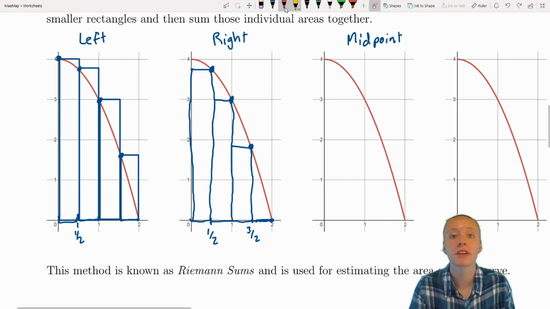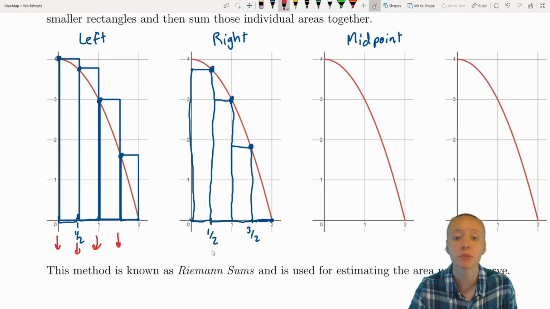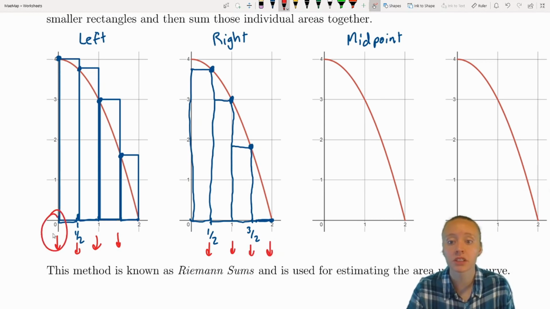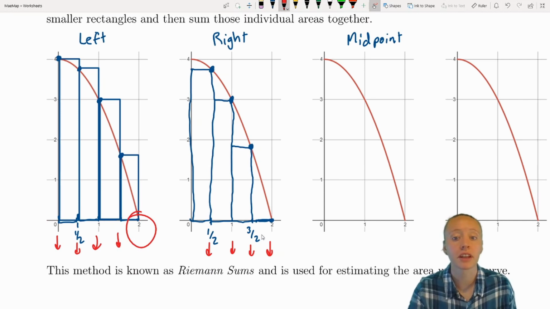So the difference between my right and left Riemann sum so far is that for my left, I'm using the height of the function at 0, 1/2, 1, and 3/2, whereas for my right Riemann sum, to get the height of my rectangle, I'm using the heights at 1/2, 1, 3/2, and 2. So you can see 0 was included for my left, whereas it was not for my right, and 2 was not included for my left, whereas it was for my right.